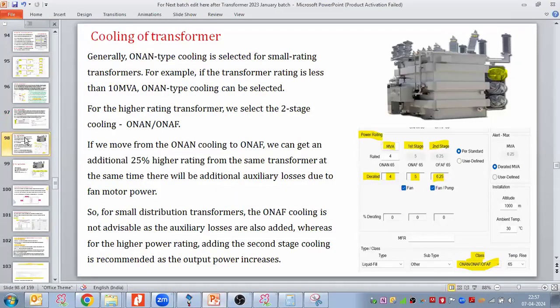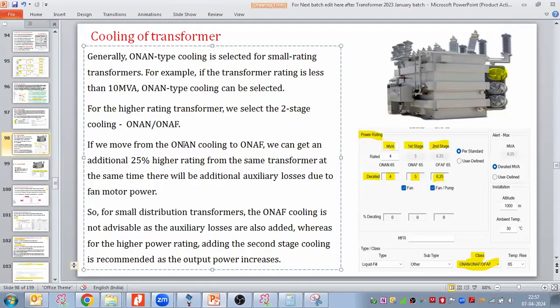So in case of the small transformer, we go with natural cooling. There is no significant power increase when we increase the cooling. But in case of large transformers, we go with the second or third stage cooling, that is ONAF or OFAF type cooling. So for higher rating transformers, we select two-stage cooling, ONAN and ONAF, or we can select OFAF as well, which is three-stage. ONAN is my natural, ONAF is my first stage, and OFAF is my second stage.